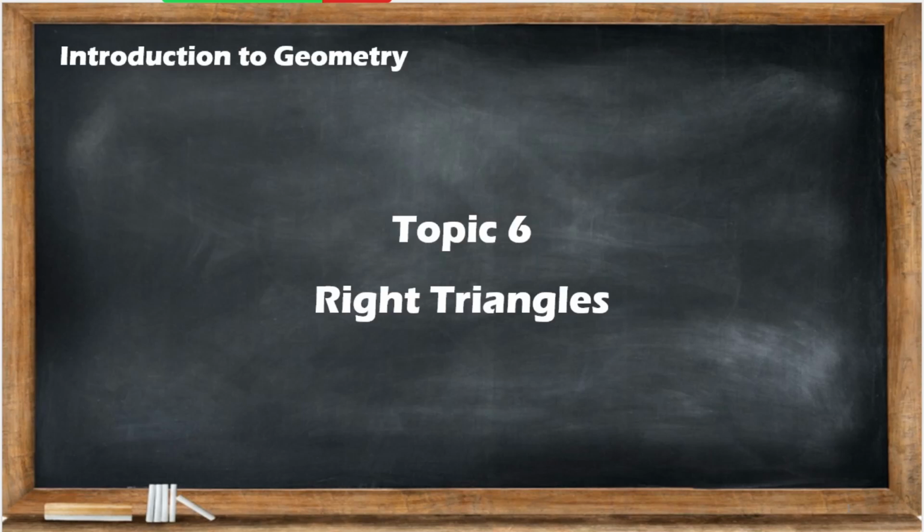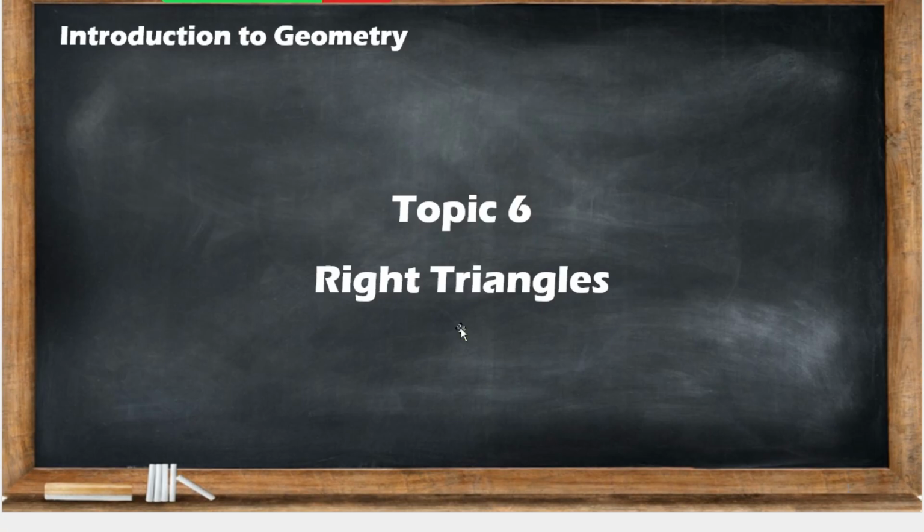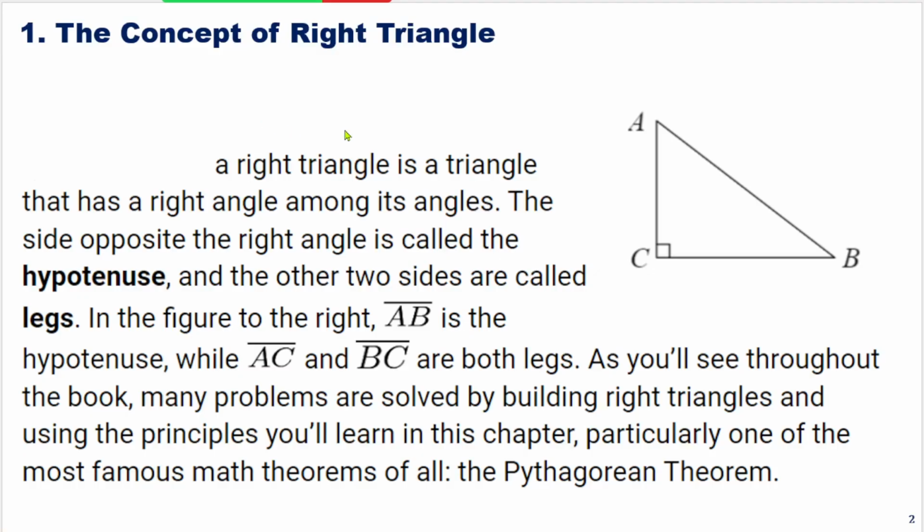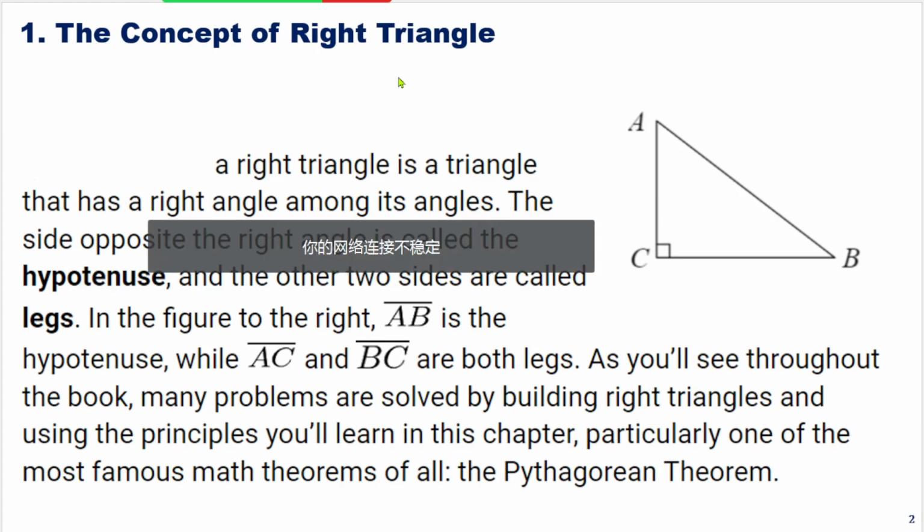Alright, today let's have a look at topic 6, right triangles. So first, let's go over the concept of right triangle. A right triangle is a triangle that has a right angle among its angles. The side opposite the right angle is called the hypotenuse, and the other two sides are called legs. So in this figure to the right, AB is the hypotenuse, while AC and BC are both legs.